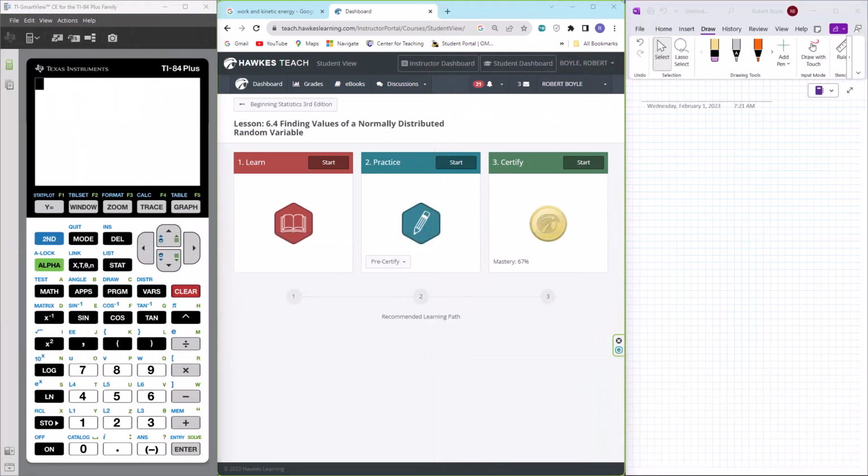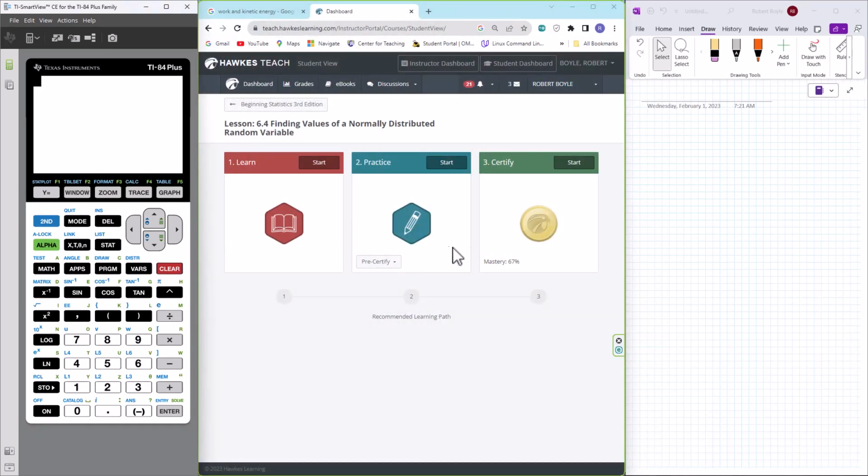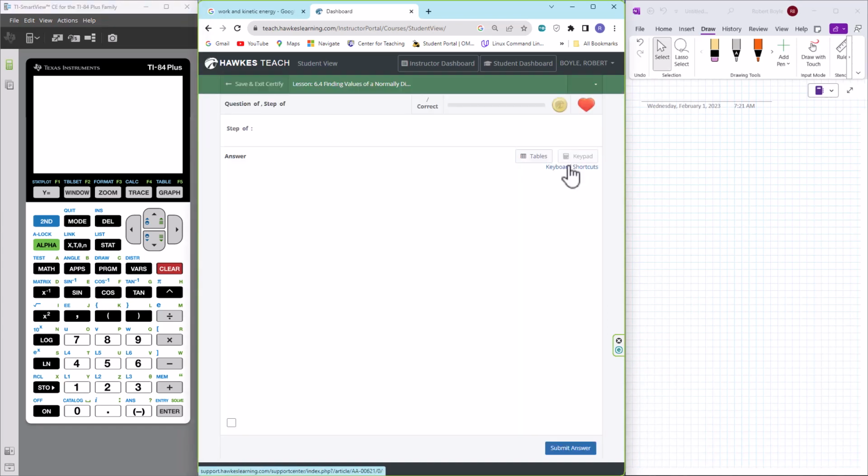Hi everybody, the purpose of this video is to help you with your homework for section 6.4, finding values of a normally distributed random variable. As you can see, I have my usual homework set up, with my TI-84 Plus calculator, OneNote in case I need to doodle, and of course the Hawks set up here. Let's go into Certify real quick, see what we're dealing with.